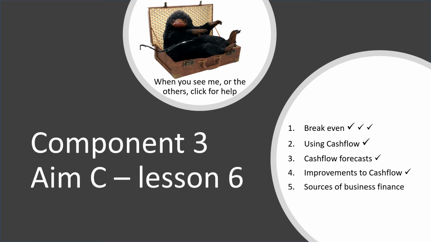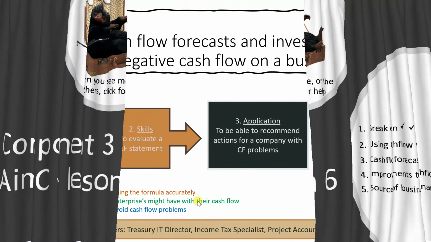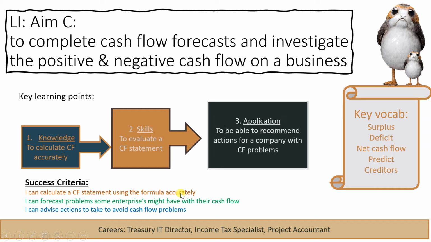Lesson 6, Component 3, Aim C. This is the third lesson on cash flow, and if you look at the ticks, you're on number 4, topic number 4, which is improvements to cash flow. Aim C is about completing cash flow forecasts and investigating the positive and negative cash flow on a business. But this time we're going to actually start to build the skills and investigate more complex cash flow forecasts.